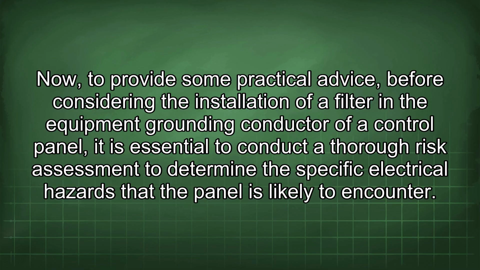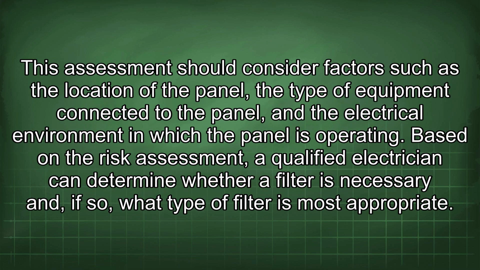Now, to provide some practical advice, before considering the installation of a filter in the equipment grounding conductor of a control panel, it is essential to conduct a thorough risk assessment to determine the specific electrical hazards that the panel is likely to encounter. This assessment should consider factors such as the location of the panel, the type of equipment connected to the panel, and the electrical environment in which the panel is operating. Based on the risk assessment, a qualified electrician can determine whether a filter is necessary and, if so, what type of filter is most appropriate.